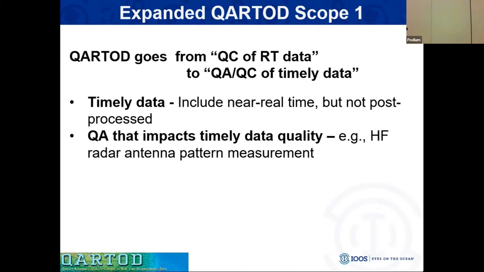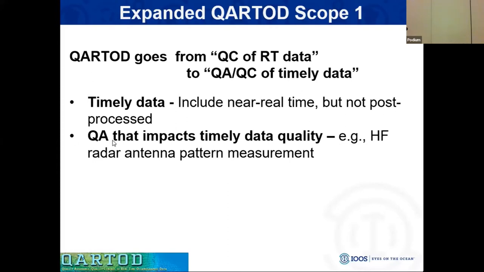Delayed mode might be monthly or biweekly quality control on data streams. Fourth one is post-processed, where you might wait until an instrument's recovered and do a post-calibration. And then the fifth step is reanalysis, which is usually done on decadal scales and involves quality control of many variables all at once.